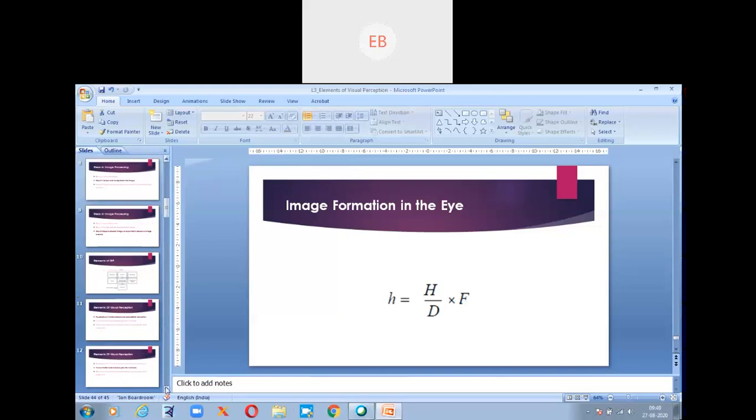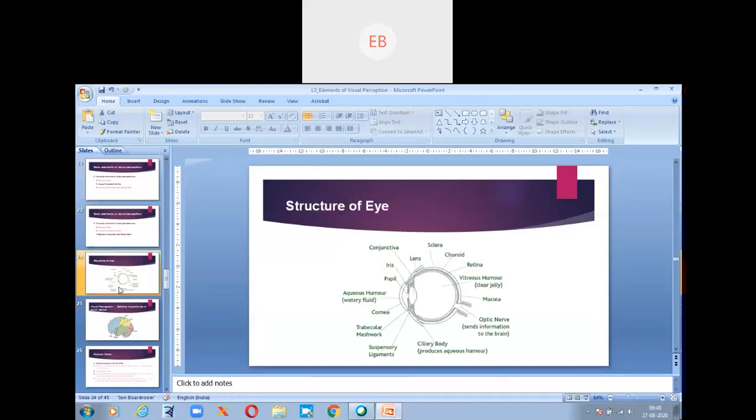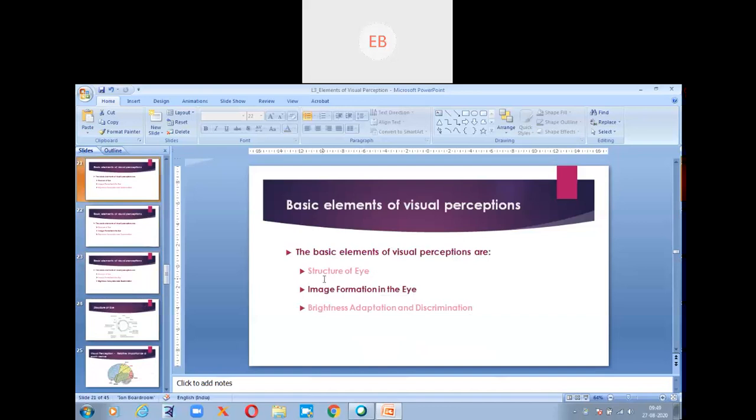Actually, it has not come so far, but why do we use these? For your image acquisition, there are 3 basic elements of visual perception. One is the structure of the eye, then image formation in the eye, and brightness adaptation. So to understand the second concept, that is image formation in the eye, the structure of the eye has been taken into account. These things don't actually come in the exam, but image formation will come, from the second topic, image formation in the eye and the brightness adaptation.